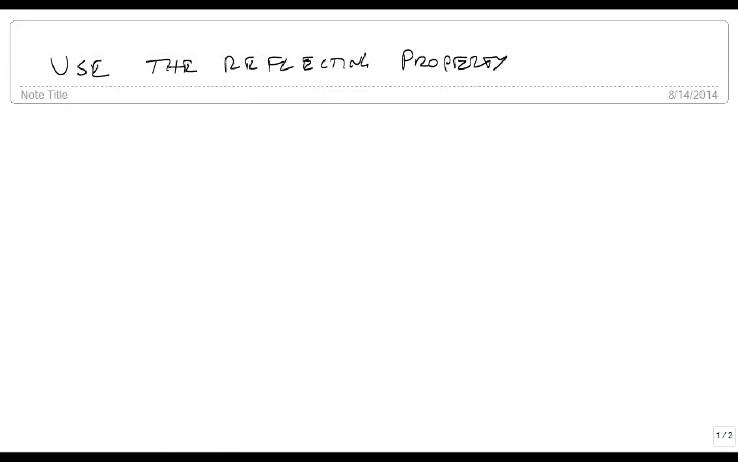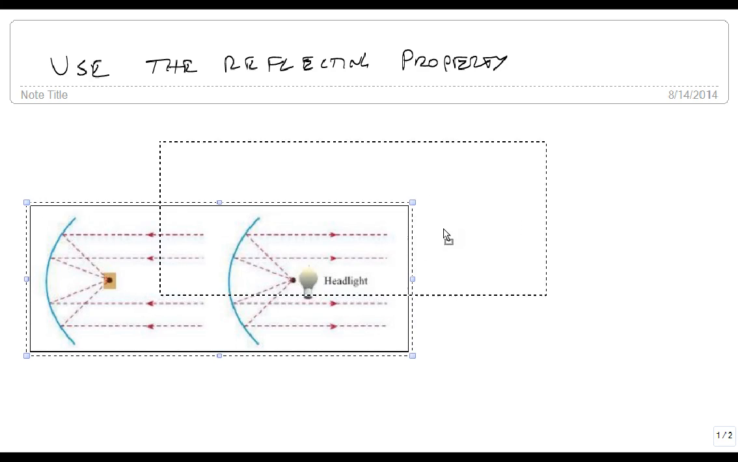We're now going to use the reflecting property. And the reflecting property is this really cool property that says if I have a focus in a parabola, then I can either take everything coming in to that parabola that's parallel to the axis and reflect it to the focus, or if I have a light source, I can reflect everything out and create a beam of light. So this is graphically what we're talking about.